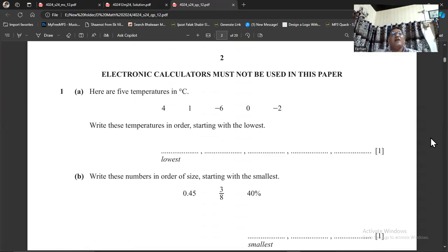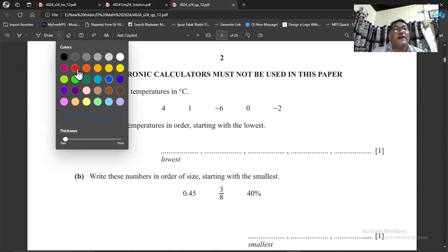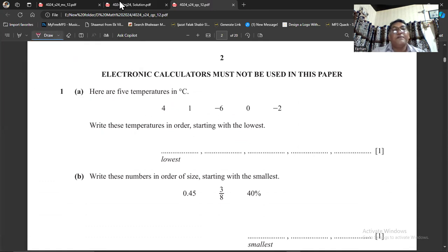It's A part. Here are 5 temperatures in degrees centigrade. We have 4, 1, -6, 0, and -2. Write these temperatures in order starting with the lowest. So the lowest temperature here is, I think, -6. Then you have -2. Then you have 0. And then you have 1 and then 4.